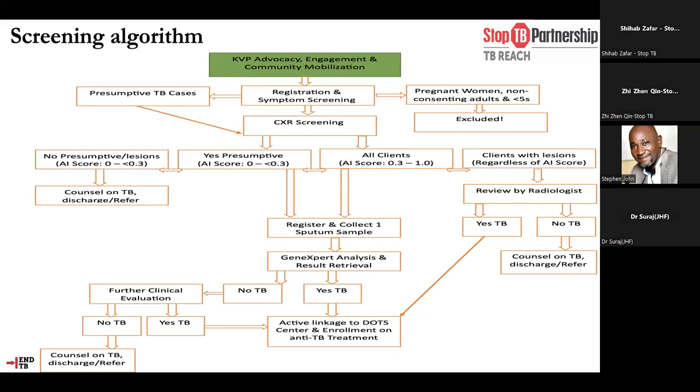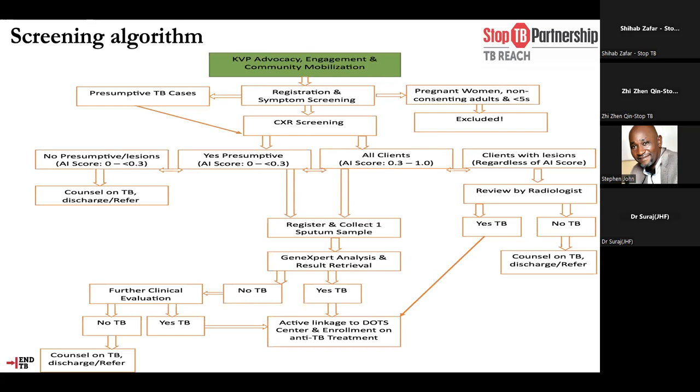Then there's the group that are presumptive TB cases, but have an AI score of less than 0.3. Together with the group that have an AI score of 0.3, these groups are registered, and one sputum sample is collected from them and taken to the GeneXpert for analysis. The results are retrieved, and those that are TB cases are actively linked to DOT centers and enrolled on anti-TB drugs. For those that are not TB cases, we try our best to make sure we link them to medical officers for further evaluation.